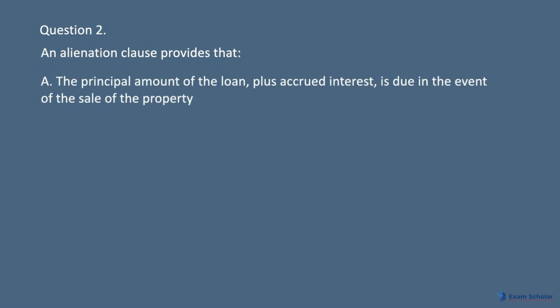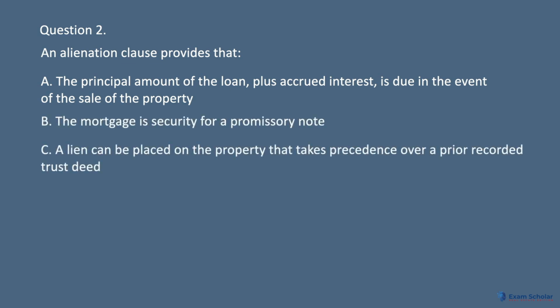Question 2. An alienation clause provides that A. The principal amount of the loan, plus accrued interest, is due in the event of the sale of the property. B. The mortgage is security for a promissory note. C. A lien can be placed on the property that takes precedence over a prior recorded trust deed. D. None of the above.